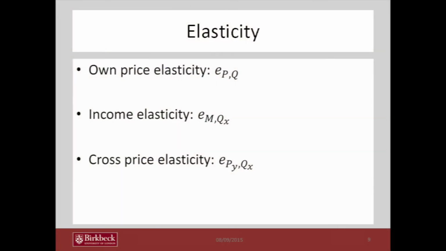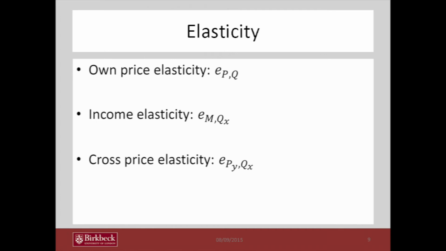Now, I hope that with these negative numbers, we are now ready to look into the elasticity. There are three types of elasticities, and the concepts and the definitions you really need to learn and really need to be aware of how to calculate them. The three types are the own price elasticity, which is usually referred to as EPQ. Then the income elasticity, which is referred to as EMQX. And the cross price elasticity, which is usually referred to as EPYQX when you're comparing elasticity between two products.